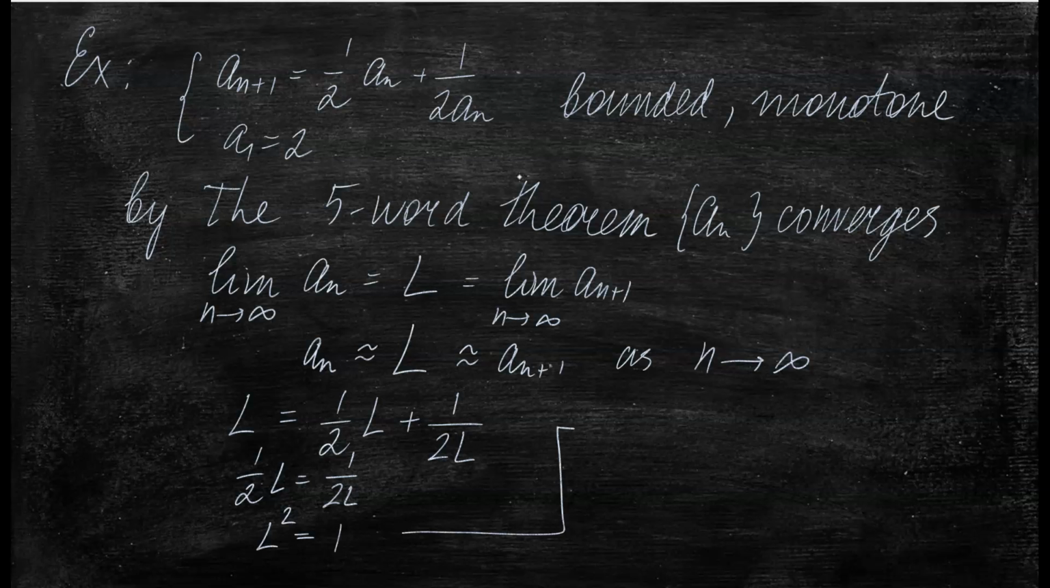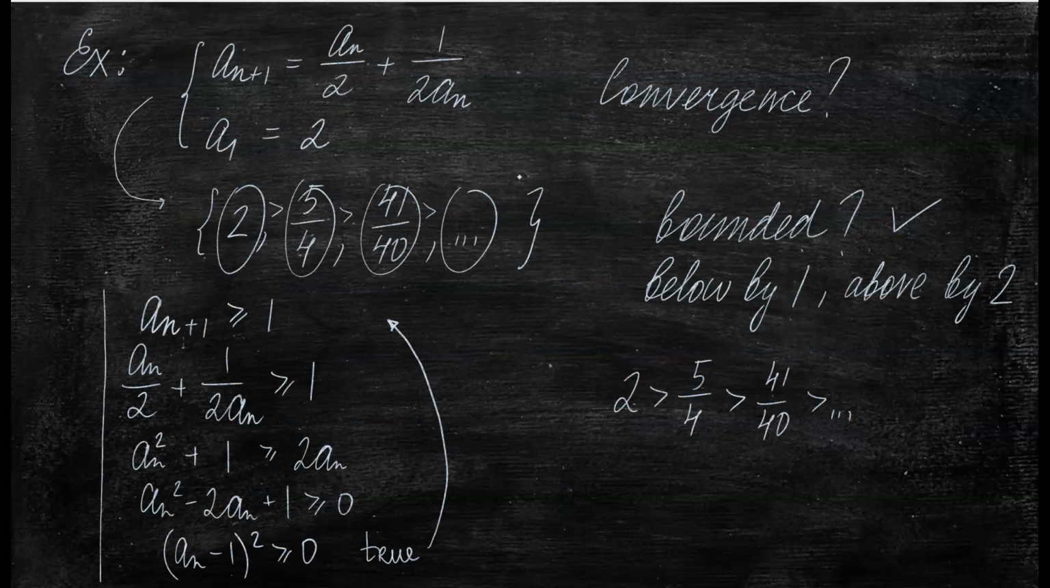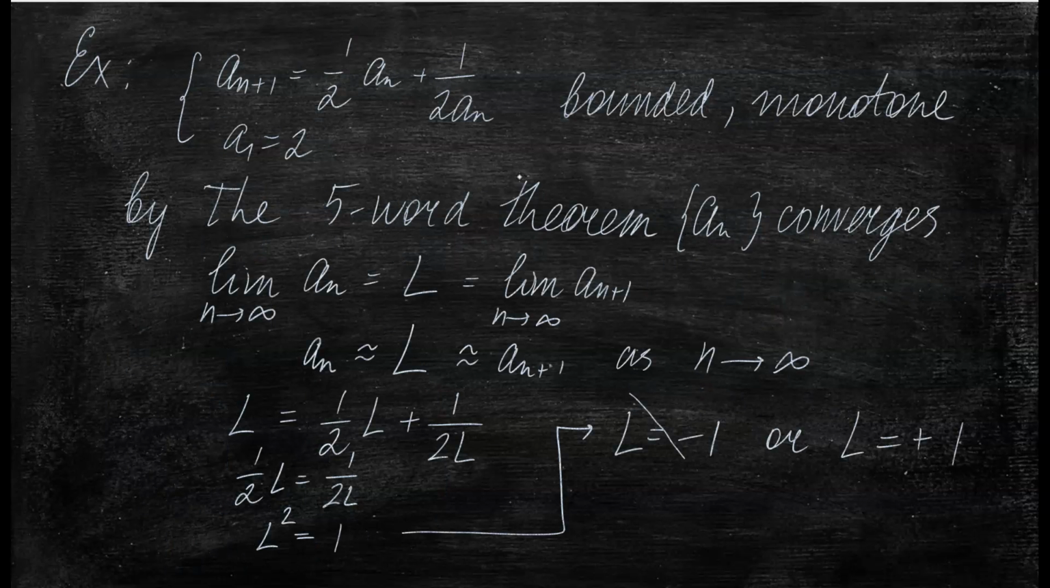And we have two possible solutions. And we have to discard one of them because there's only one limit. Which of these two are we going to discard? Well, remember, the sequence was bounded between 2 and 1. So there is no way it is -1. So we're going to discard this, and the only answer that makes sense is this.